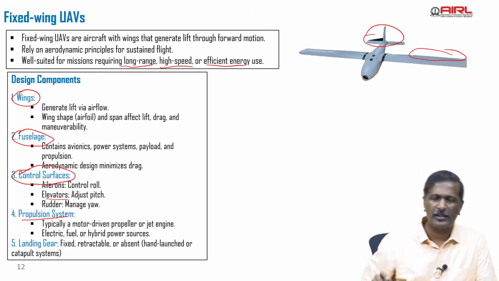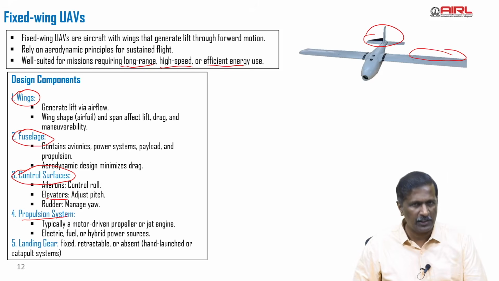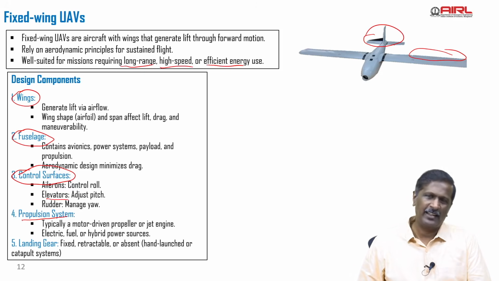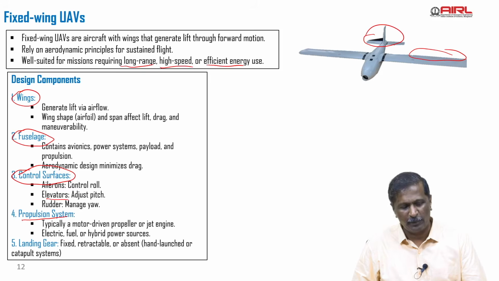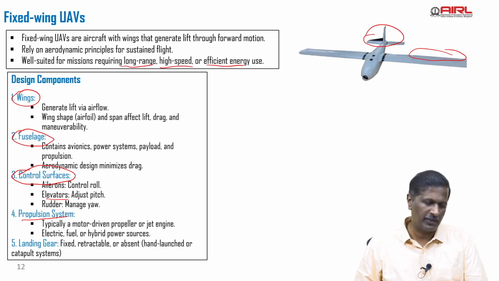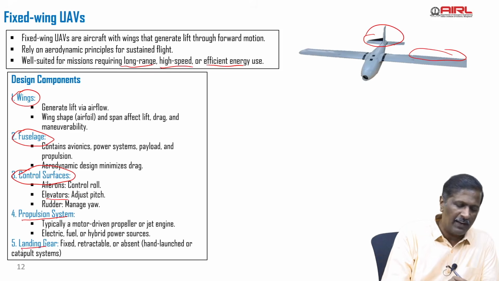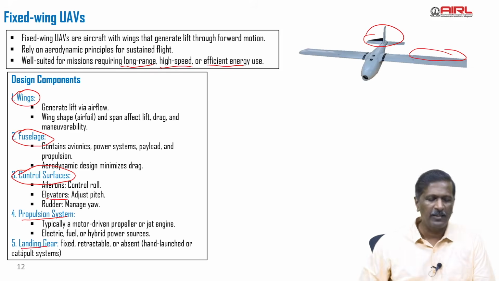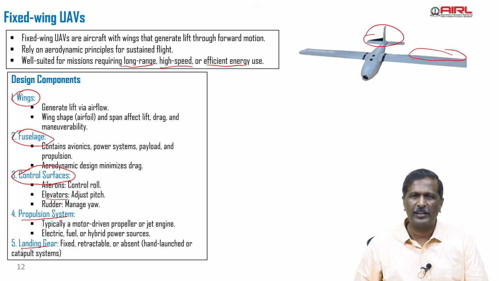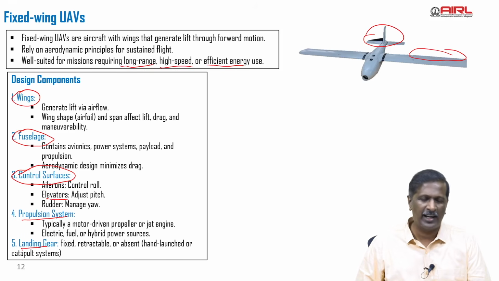Propulsion system, typically it could be motor driven or engine driven. They could be electric, or they could be fuel, or they could be hybrid powered, depending on the application that we are looking at. They have a landing mechanism at the bottom, which is retractable so that they can reduce the drag when in high speed motion, right?